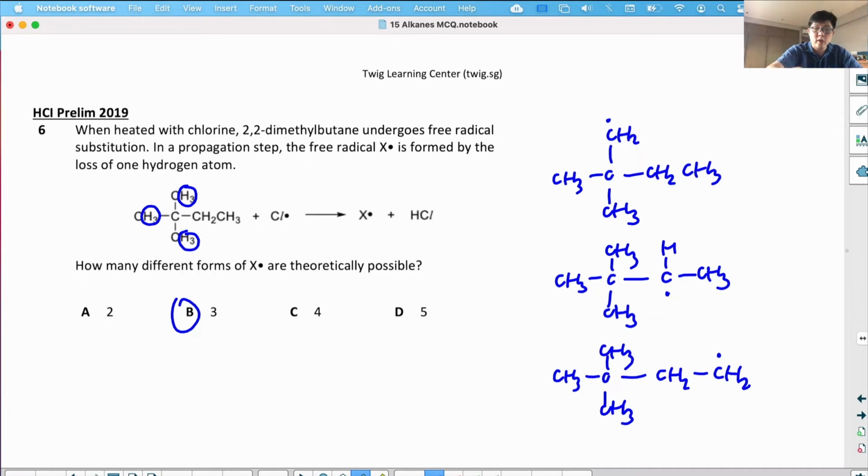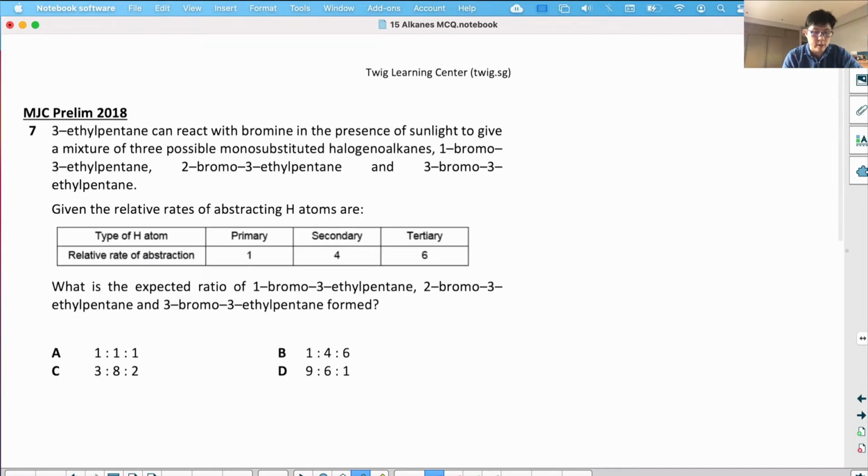Okay, let's look at question 7. 3-methylpentane. 1, 2, 3, 4, 5, pentane, right? So this is 3-methylpentane. You're going to get 3 possible monosubstituted halogenated alkanes. So what are they? The first one is 1-bromo-3-ethylpentane. So this is what it looks like. That's the first one, right?